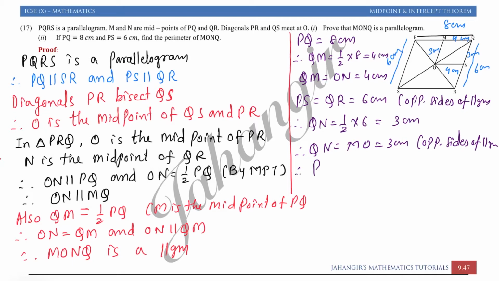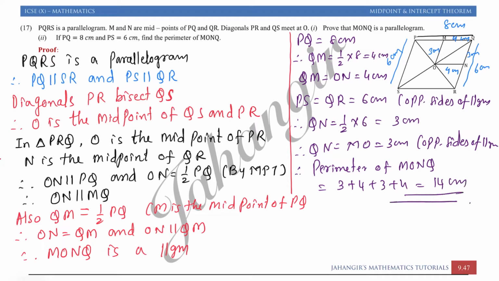So now perimeter of MONQ is equal to, adding all sides, 3 plus 4 plus 3 plus 4, that is 14 centimeter. This was quite simple. You have to just remember midpoint and converse of midpoint. Most of the time these two theorems are used.